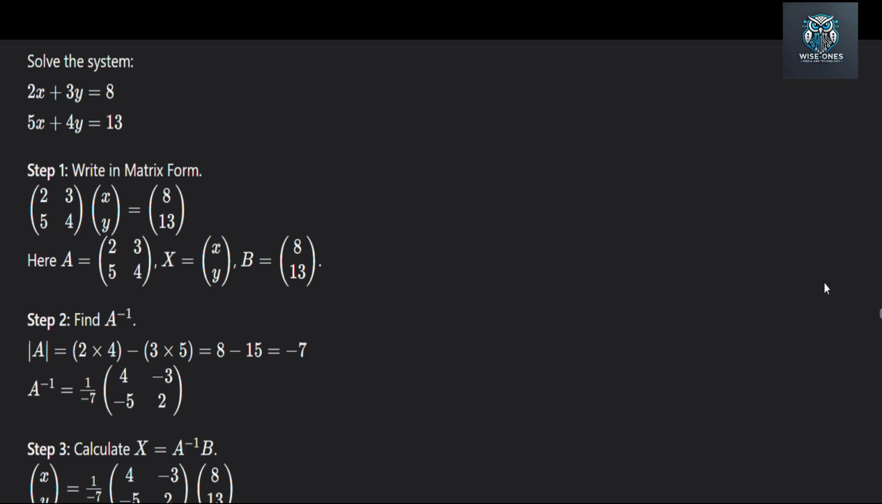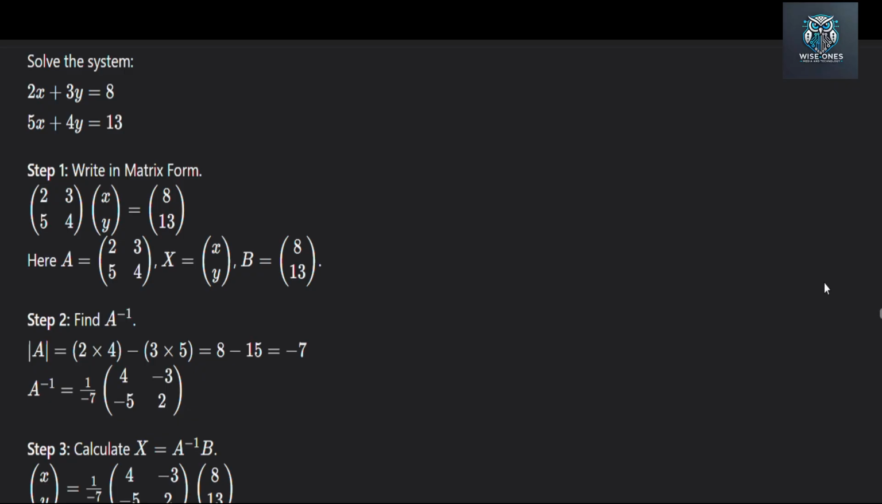Now apply the inverse formula. Swap 2 and 4. So 4 goes top left, 2 goes bottom right. Change signs of 3 and 5. So 3 becomes negative 3. 5 becomes negative 5. So A inverse is 1 over negative 7 times the matrix. First row 4, negative 3. Second row negative 5, 2.